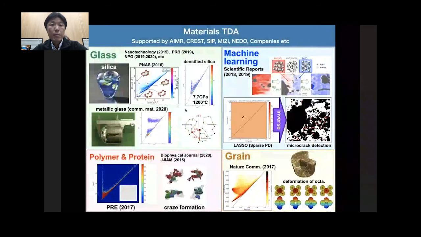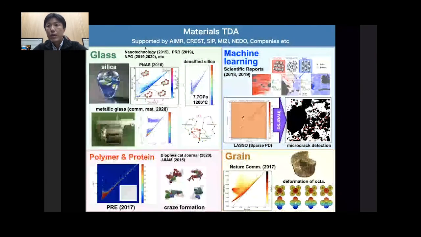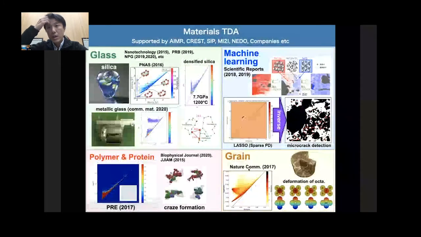All right, so let me explain the motivation of today's mathematical talk from materials TDA. I have been recently working on materials TDA, and these are some of the examples and projects to which I have applied TDA so far. This is a glass project, this is a polymer and protein project, and then this is a grain project. Through these researches, we actually found that persistent homology is a really powerful tool to characterize hierarchical structures in complex materials like glass or polymers and proteins.